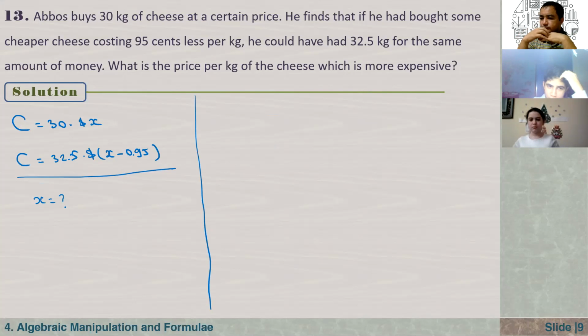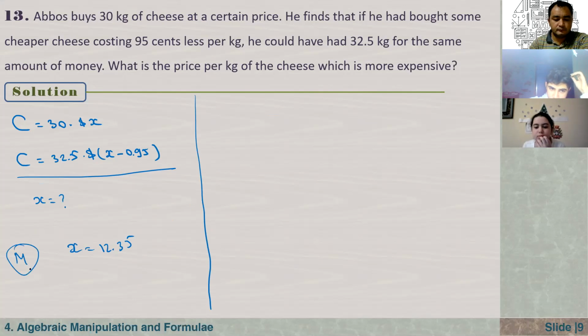I found X. The X is 12.35. Good. Daphne, how about you? Teacher, I'm stuck. Okay, I think Musa, you got the right answer. I guess it looks like the answer.